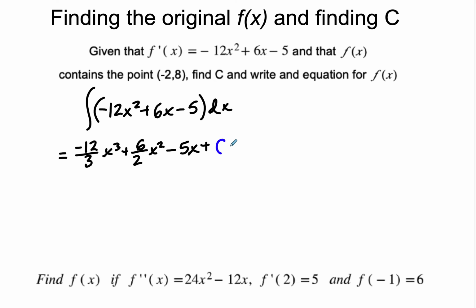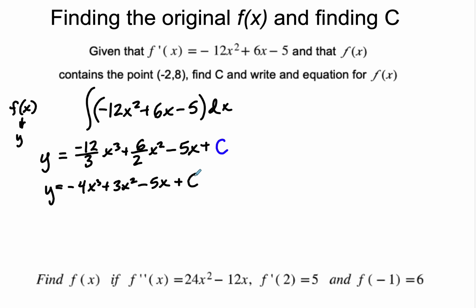Okay, so c is what we're going to find, so we're going to write that here. Now remember, let's just write y because f of x is the same as just saying y. And now let's simplify it a little bit. We get negative 4x cubed plus 3x squared minus 5x plus that c that we're trying to find.